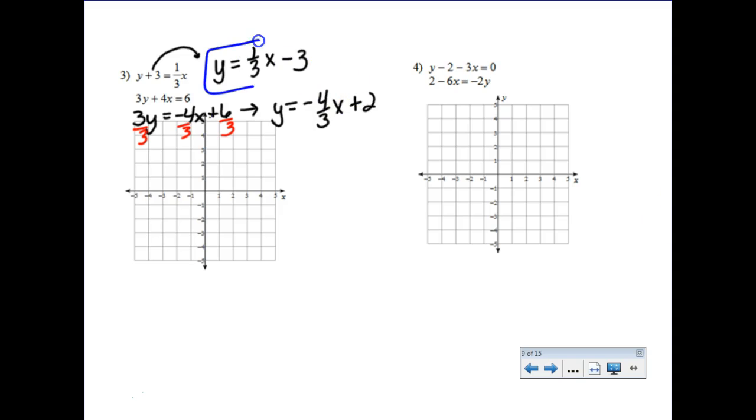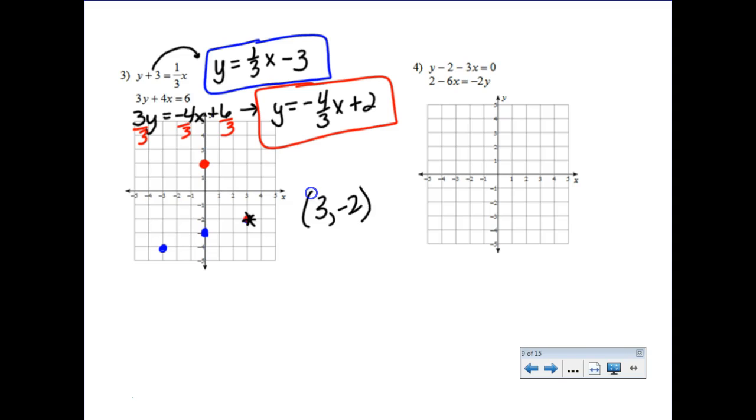So, first line starts at negative 3. Has a slope of up 1, right 3 for 1/3. We can also go down 1 and left 3. That's still positive. Pretend I graphed that line. This line starts at 2, and then has a slope of negative 4 over 3. So you're going to travel down 4, but then right 3. So red line, blue line, they cross right here. They intersect at the solution of, here we go, (3, negative 2).